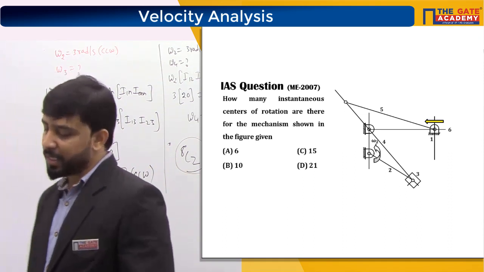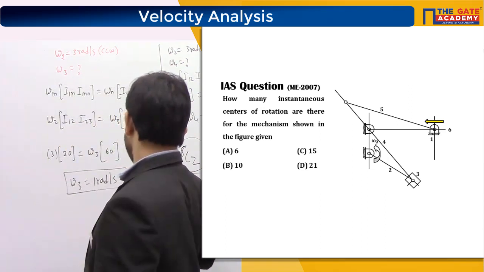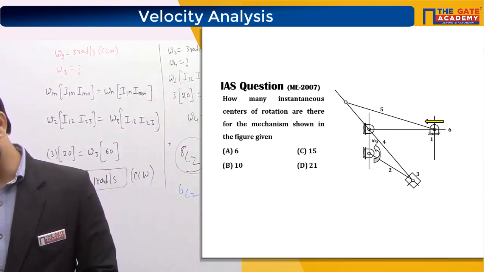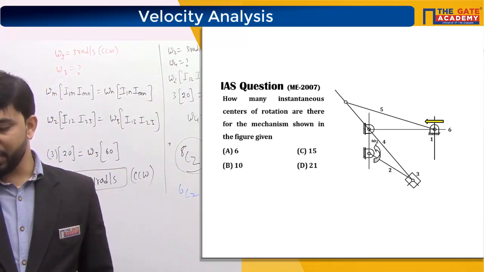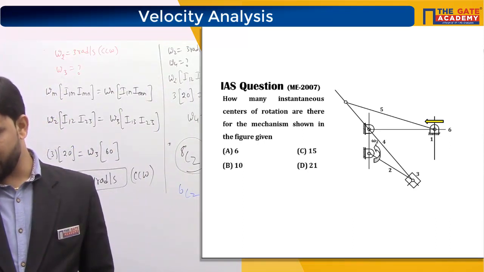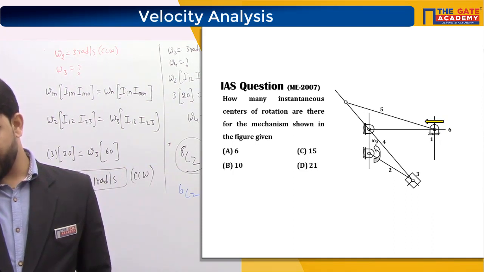So here there are 6 links, okay. Number of eye centers possible are 6C2. 15 eye centers are possible. What's the answer for this question? We have already solved this question. It's not required. Try to answer this question.